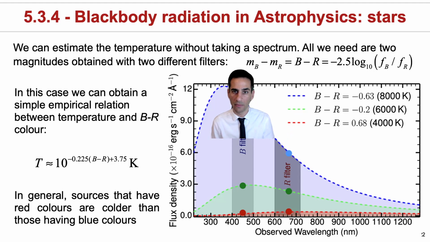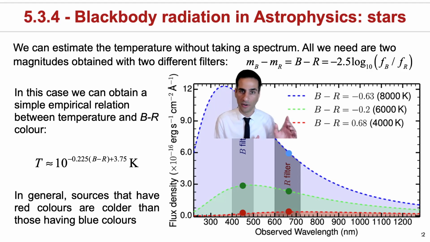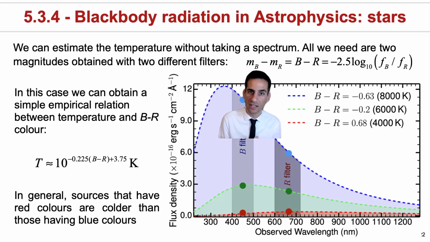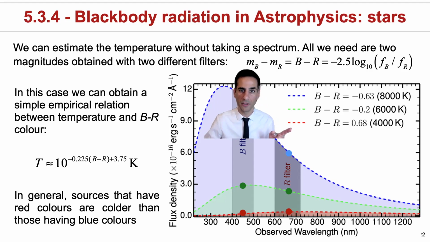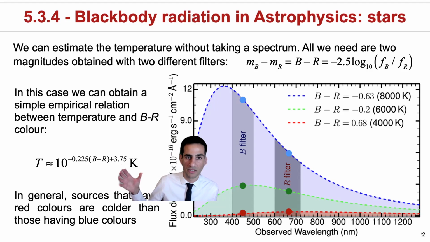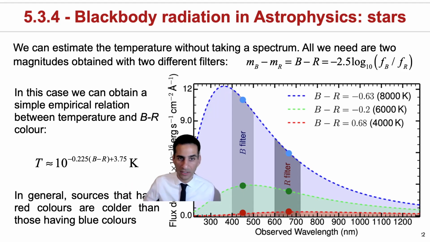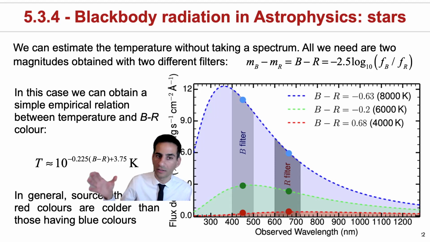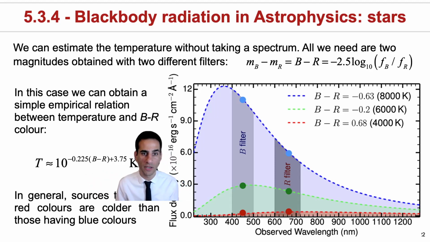For an 8,000 Kelvin black body, the B minus R color will be minus 0.63. Remember that when we talked about negative colors, we said that they would be blue. For 6,000 Kelvin, the B minus R color is minus 0.2, so it'll still be blue, but not as blue. And for a 4,000 Kelvin black body, this color becomes almost 0.7, and it's higher than 0, so we would say that this is red. What you can do is, for example, fit a linear relation between the color and the temperature to derive something like what I have here that you can very easily use, for example, even in the first worksheet. This means that if you calculate the B minus R color, then you can actually calculate the temperature of that source, provided it is very well approximated by a black body.